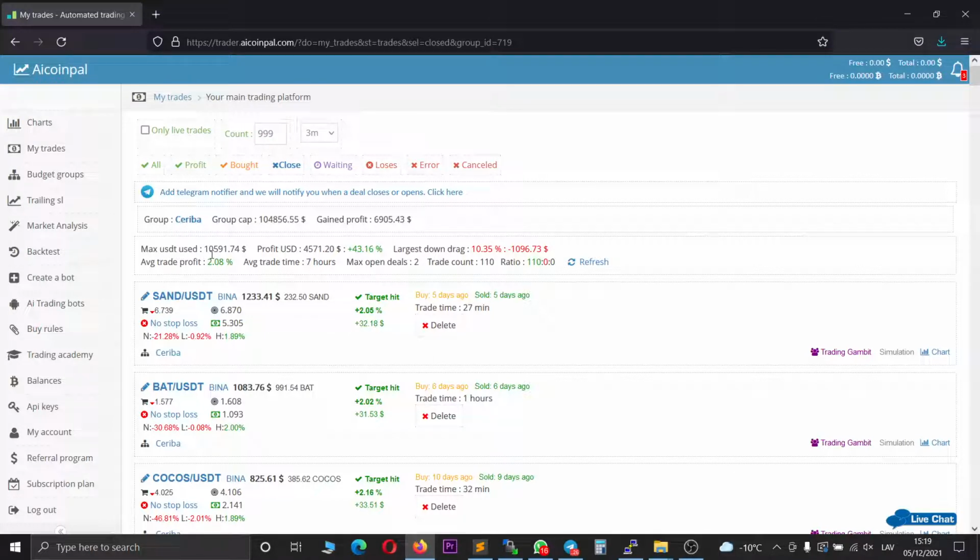So basically what it means is how much of your USDT was used at the peak moment. I have a group called Saraba. It's a word from a different language, but anyway, I assigned to it $100,000 like 3 months ago. It has earned $6,900 so far. It's more than 3 months ago, but the thing is that I changed a couple of things to make it more profitable, so the profit is a little bit more than you will see a little bit later.